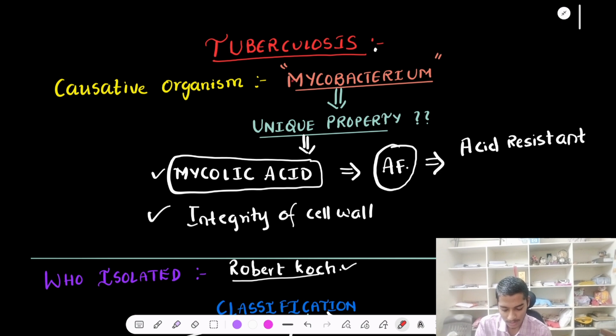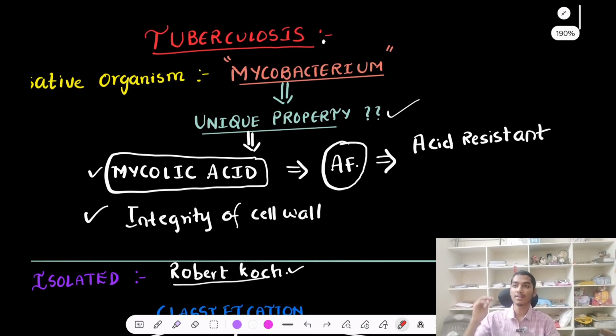The causative organism of tuberculosis is Mycobacterium tuberculosis, which causes the tuberculosis infection. It has a unique property. As you can see, it has mycolic acid in the cell wall, which is responsible for the acid fastness of the mycobacterium that we have.